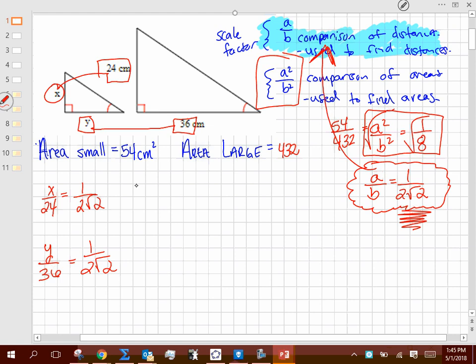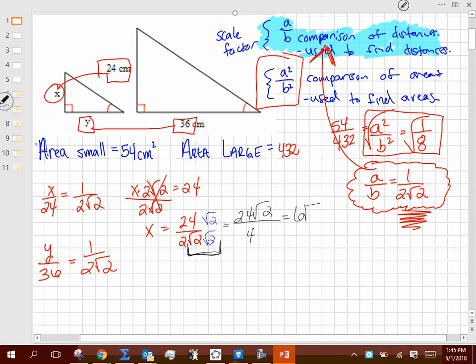Okay. Cross multiply, I get X times 2 radical 2 is equal to 24. Divide both sides by 2 radical 2 gives me X equals 24 divided by 2 radical 2. I don't like writing it that way, so we'll rationalize it. That should give me 24 radical 2 over, what's 2 times radical 2 times radical 2? That's 2, isn't it? So 4. Now it's 24 divided by 4. 6. So 6 radical 2 is X.